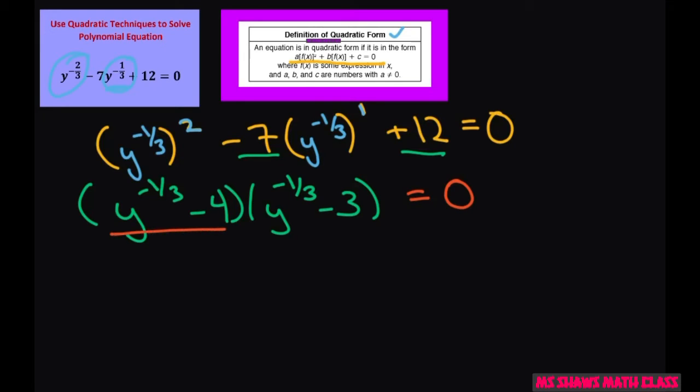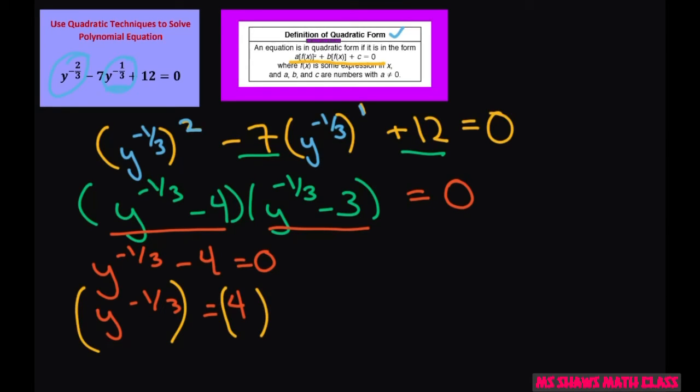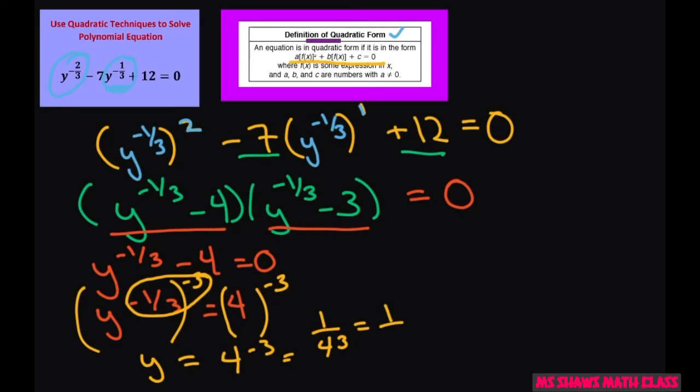So let's take each piece and use the zero product property. So we get y to the negative 1/3 equals 4. All right, to isolate your y, let's power these up by negative 3. This gives me a 1. So you have y equals 4 to the negative 3, which equals 1 divided by 4 cubed, which is 1 divided by 64.